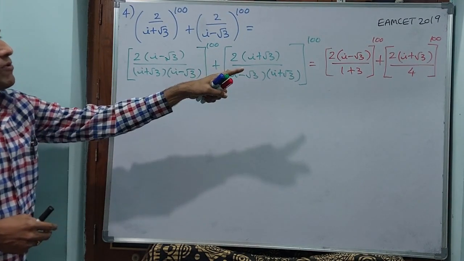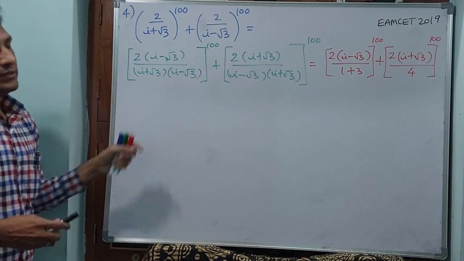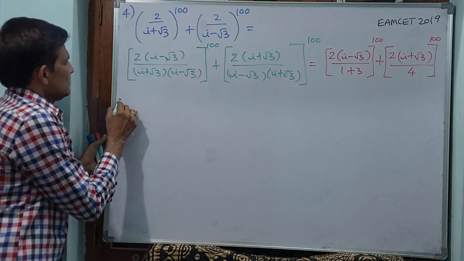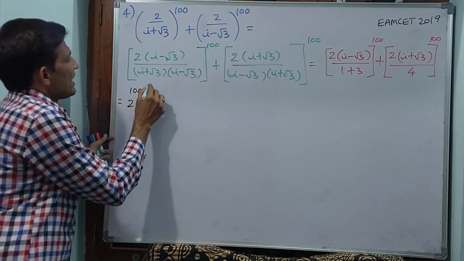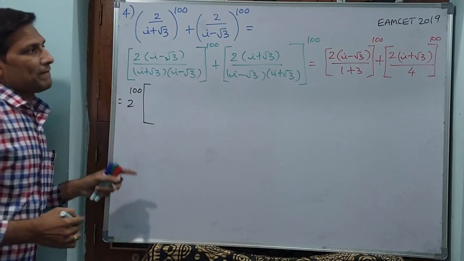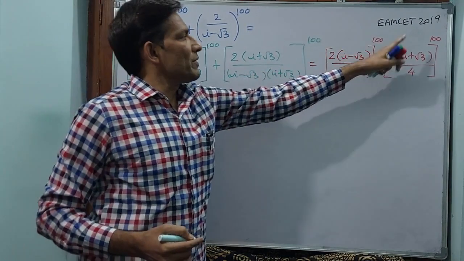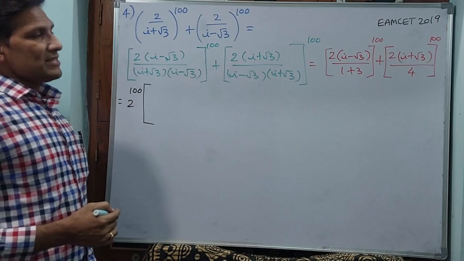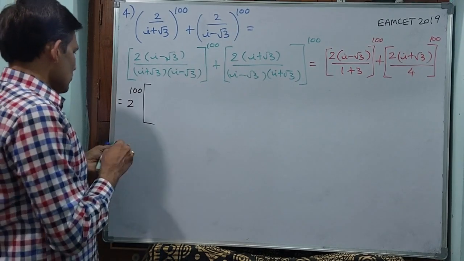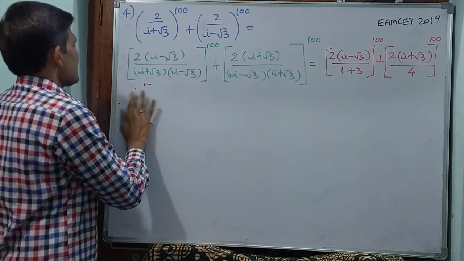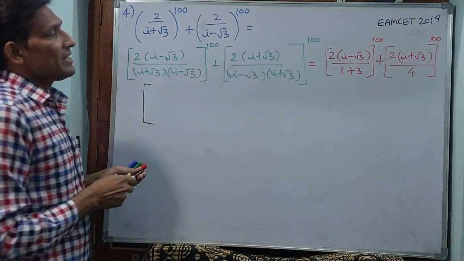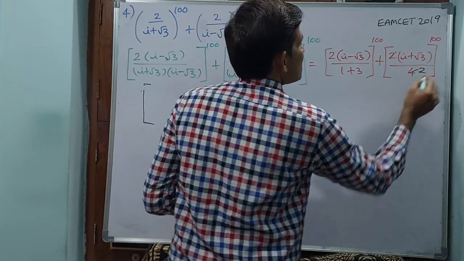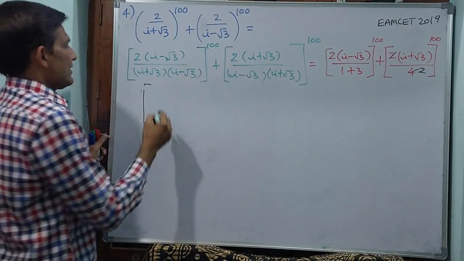2 power 100, 2 power 100, shall I take common from both? I have taken 2 power 100 common from here also. Now 4 power 100 is there. No, don't do it that way. Why? Because if you divide by 2, that will be very easy. 2 times goes.